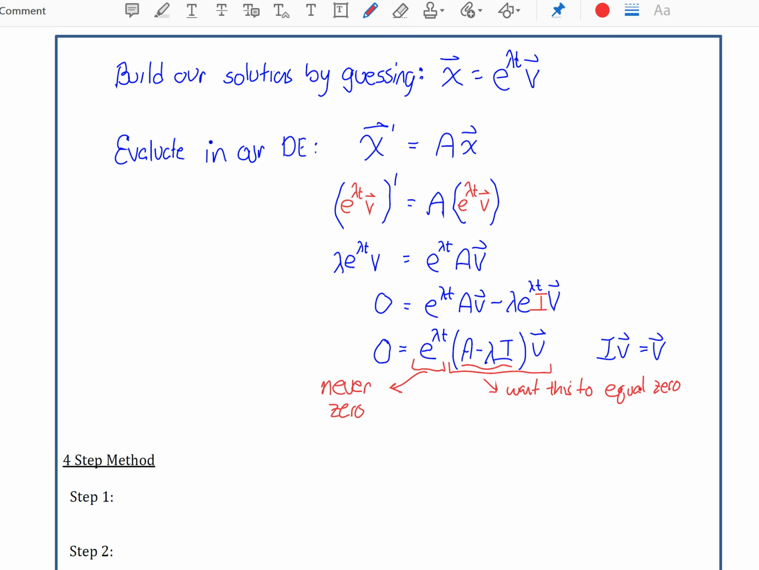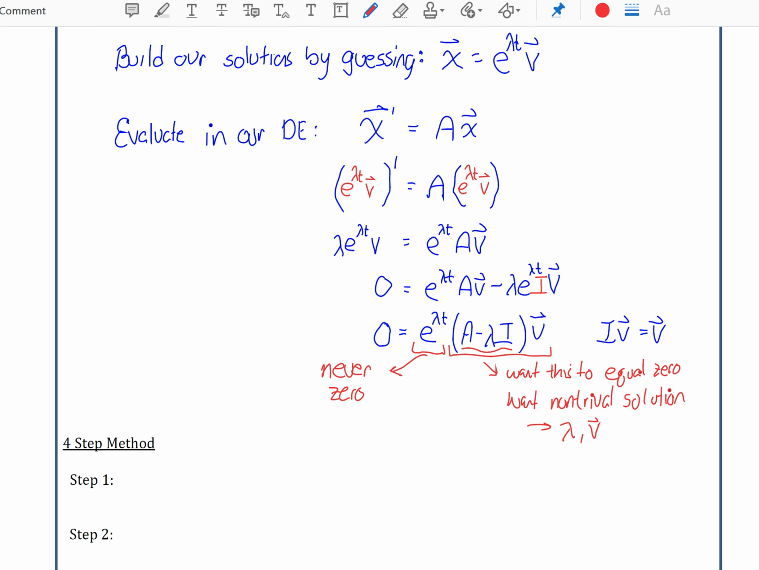But notice this is your eigenvalue eigenvector equation from chapter 5. So we are looking for non-trivial solutions, meaning we need to find a lambda and vector v, a non-trivial vector v, so a vector v that's not 0. But again, this is our eigenvalue eigenvector pair from chapter 5. This outlines a method for us to find solutions to our system of linear equations.